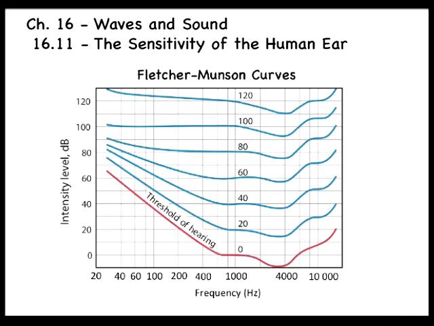For example, the lowest curve, in red, represents the threshold of hearing. It shows the intensity levels at which sounds of different frequencies just become audible. The graph indicates that the intensity level of a 400 Hz sound must be about 8 decibels greater than the intensity level of a 1000 Hz sound to be at the threshold of hearing. Therefore, the ear is less sensitive to a 400 Hz sound than it is to a 1000 Hz sound.